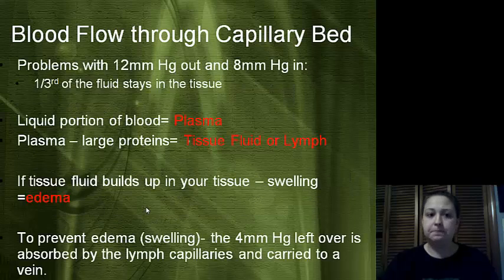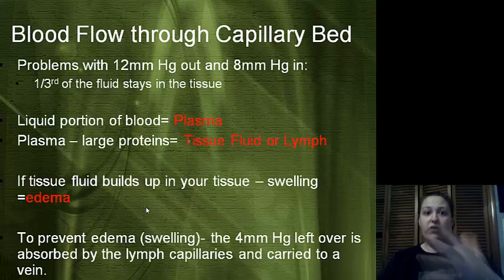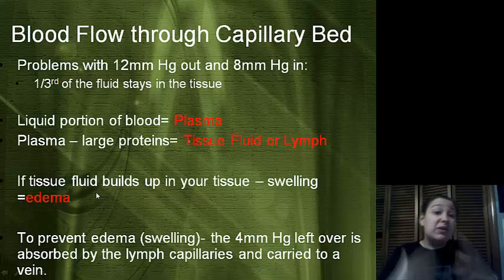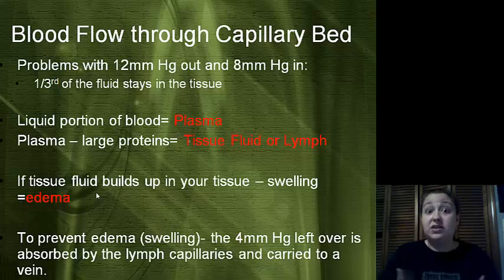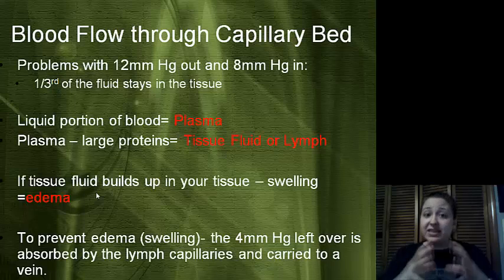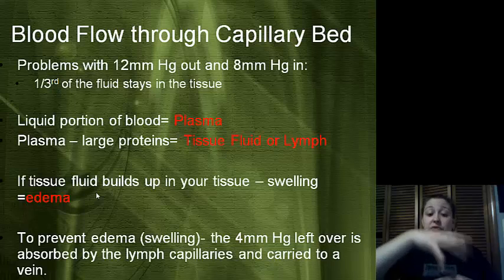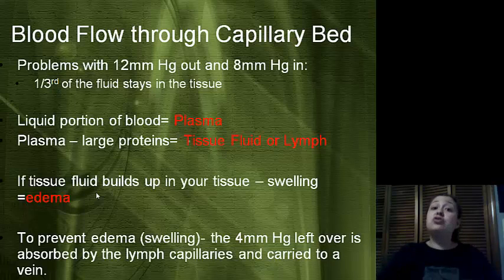Now, wait a second. We have a problem. We have 12 going out, and we've got 8 coming back in. That means 1/3 of that fluid stays in the tissue. Now, if that fluid builds up and nothing is done with it, we see swelling, known as edema. To prevent this swelling, those 4 millimeters of leftover fluid are absorbed by the lymph capillaries. The lymph vessels take that extra amount of fluid and take it back to the veins.